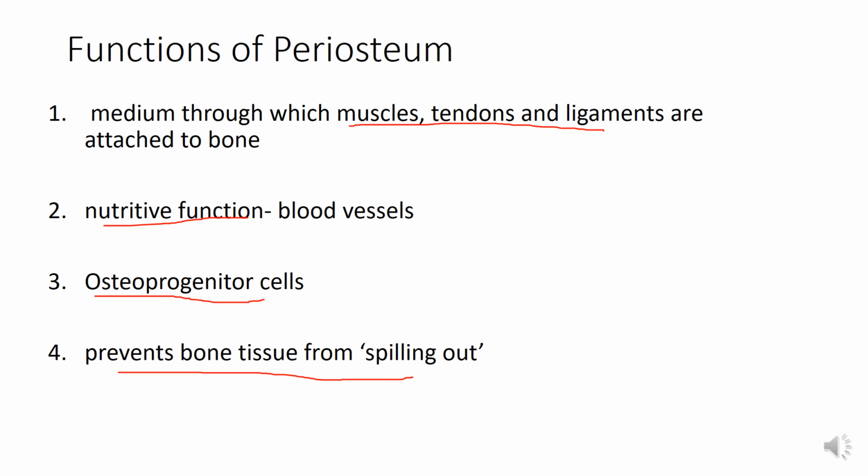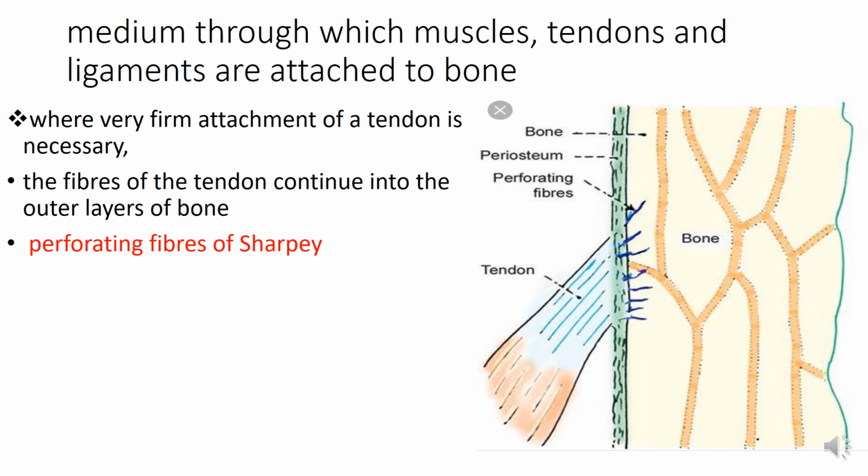Now we'll see each of these functions. First function was that it acts as a medium through which muscles, tendons and ligaments attach to the bone. Here you can see the tendon is attaching to the fibrous layer, or to the periosteum. Where very firm attachment of a tendon is necessary, fibers of tendon will continue into the outer layer of the bone. These fibers of tendon continuing into the bone are known as perforating fibers of Charpy.